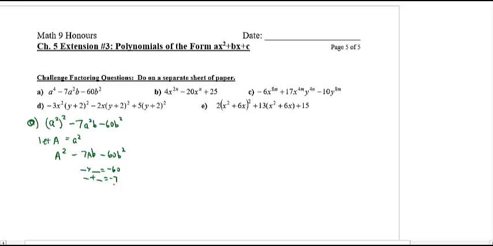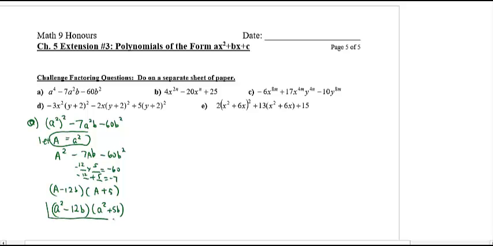What do we get? 12 and 5? Negative? Sure. So therefore capital A minus 12. And don't forget there's a b now at the end, right? A minus 12b. And then capital A plus 5b. However, that's not what we started with, right? What did we start with? Yeah, a squared. So I just replaced the capital A with a squared again. So a squared minus 12b, a squared plus 5b. And that's the answer to A.